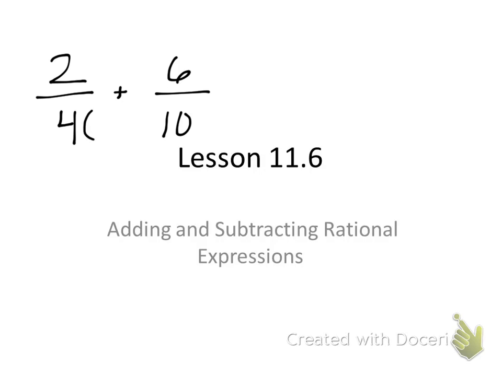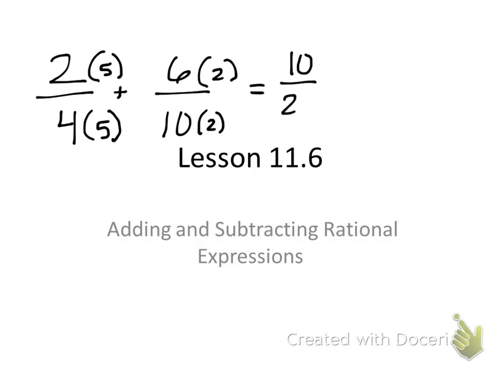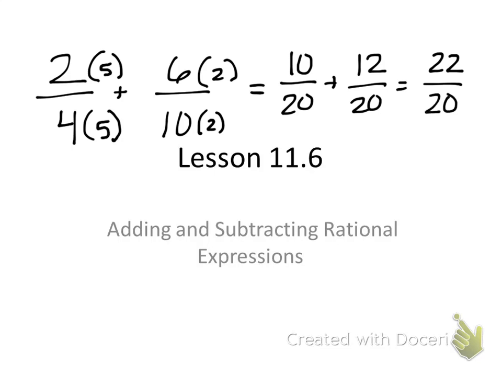So I would say, all right, let's multiply this by 5. Whatever I do to the bottom, I've got to do to the top. Multiply this by 2. Whatever I do to the bottom, I've got to do to the top. And then I have 10 over 20 plus 12 over 20. Now, when I add these fractions together, I would get 22 over what? 20. I do not add those together and get 40. You never, ever, ever want to change your common denominator, okay? That's exactly what we're going to be doing today.